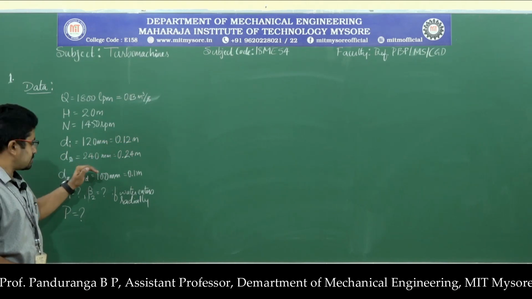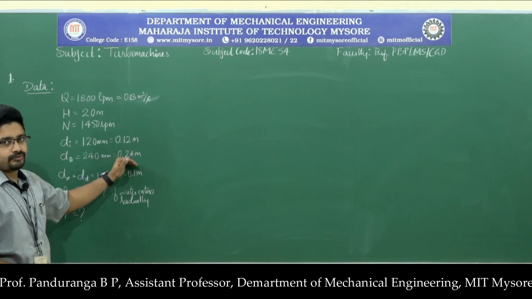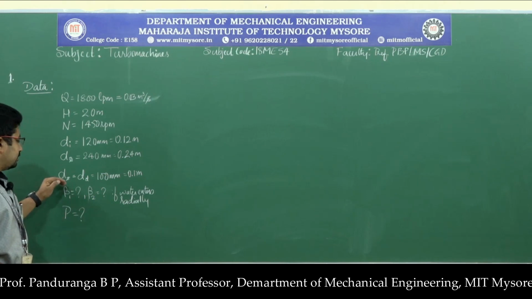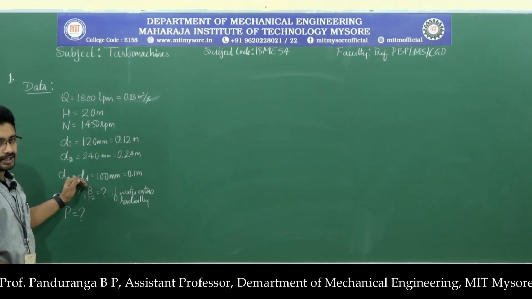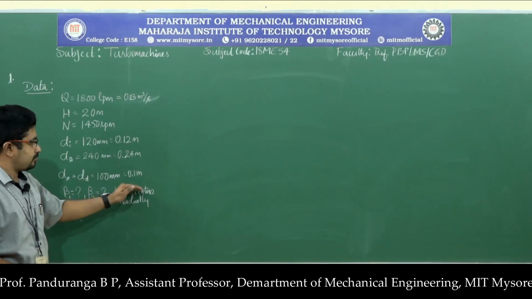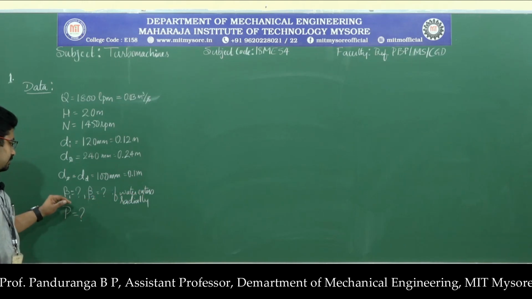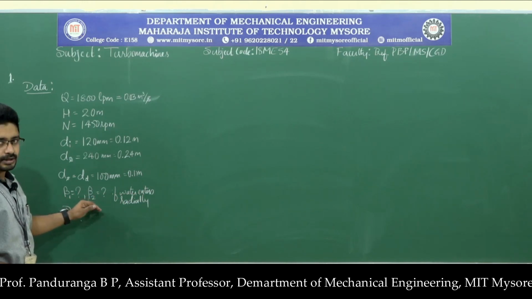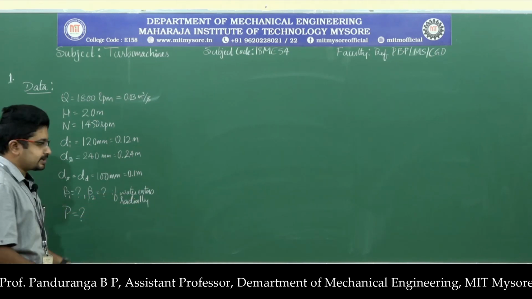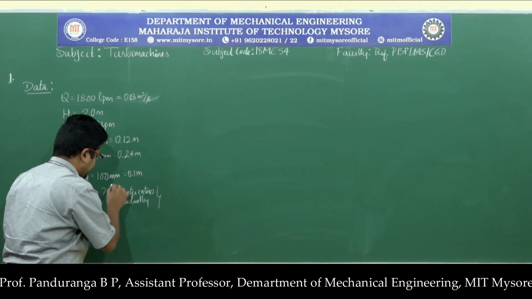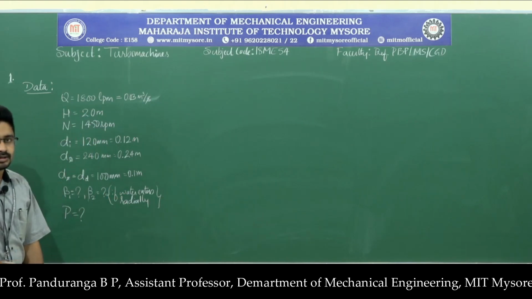Outer diameter is given as 240 millimeter, which is 0.24 meters. Then the suction side pipe and the delivery side pipe both have a diameter of 100 millimeter, which is 0.1 meters. Then we need to find beta 1 and beta 2, the blade angles, if water enters radially. This sentence is very important for us to construct the inlet velocity triangle.